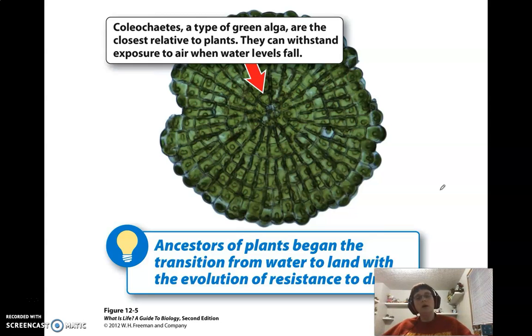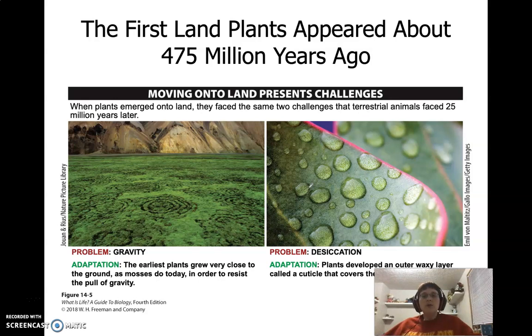This actually helps because one of the big differences between being in the water and being up on land is drying out. There's not as much water. So there are 2 major problems with moving on to land. One is drying out, or what's called desiccation. The first plants that moved up on land didn't really have an adaptation for that. Basically, they stayed close to the water or stayed in areas that were going to be more damp. And we'll see that group in our next lecture.